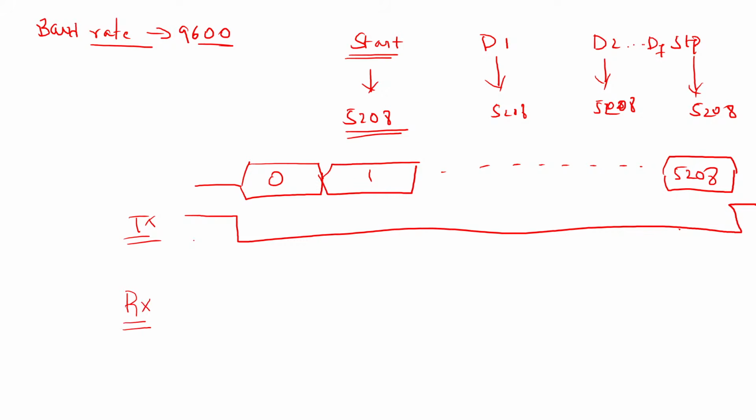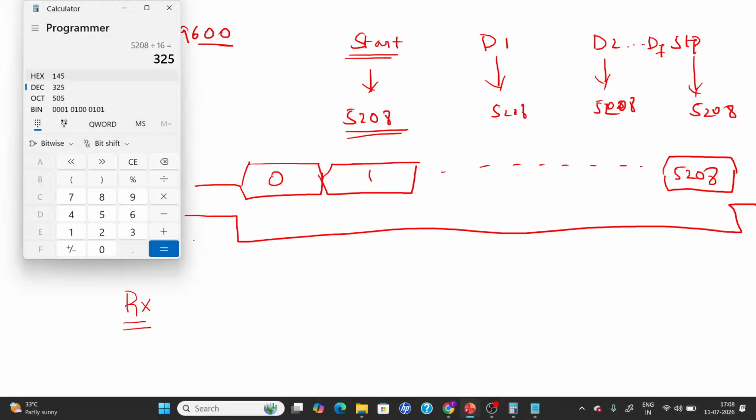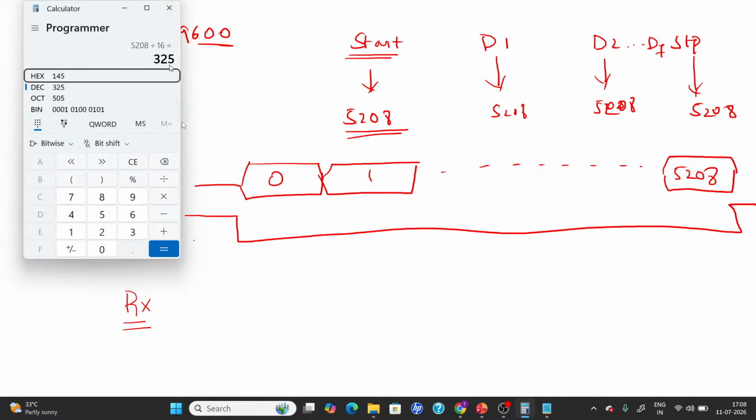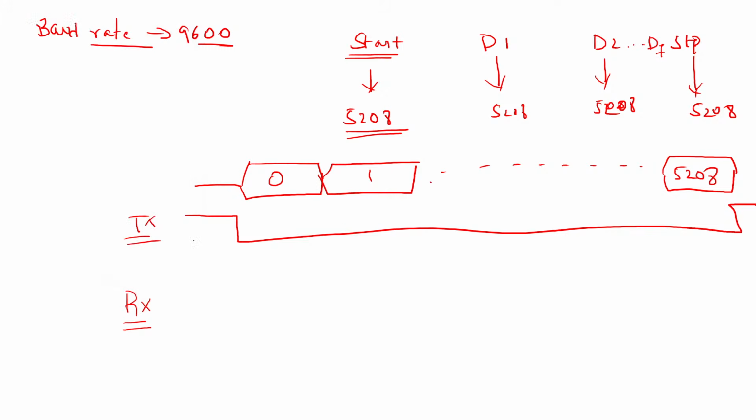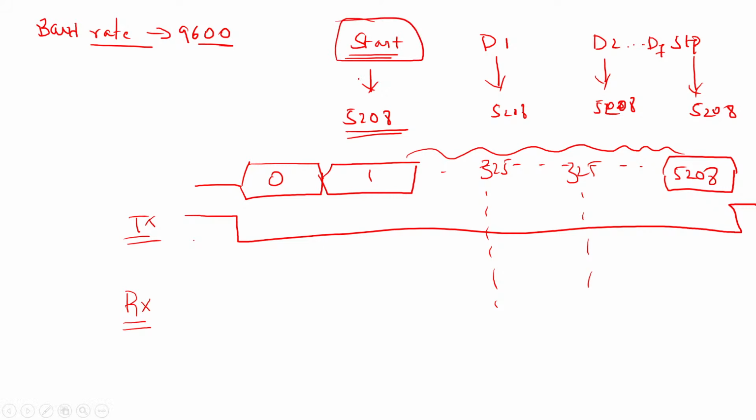Now, what is the receiver going to do? The receiver is going to sample the start bit at every interval of the oversampling factor we calculated, 325 cycles. So for every 325 cycles, we are going to sample it. That means at the 325th cycle, I'm going to sample it once, and again at the next 325th, I'm going to sample it. Like this, I'm going to sample the same bit 16 times. This is nothing but my oversampling factor. An oversampling factor of 16 means you're sampling a single bit 16 times.